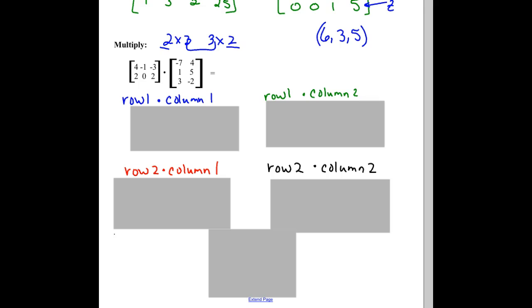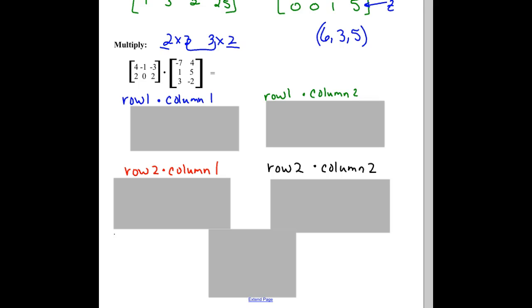So how do we decide if we can multiply them? Middle numbers. If they match, we can do this. The outer numbers tell me how big the answer is going to be. So I know that this is going to be a 2 by 2. To get those numbers in our 2 by 2 matrix, we're looking for 4 numbers. I'm going to take row 1 times column 1, row 1 times column 2, row 2 times column 1 and row 2 times column 2.